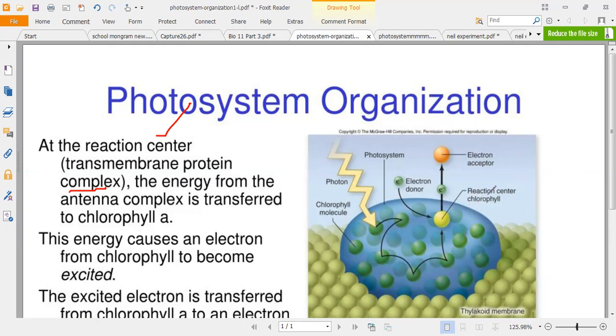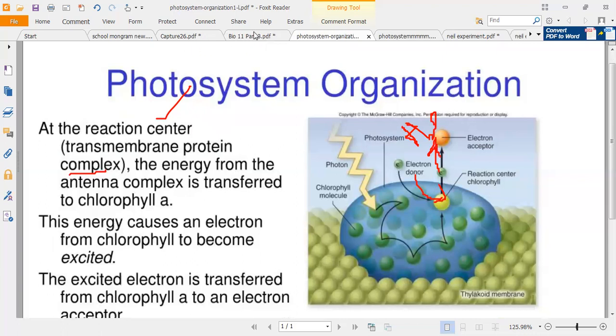Chlorophyll A here is a reaction center chlorophyll, and then an electron is passed on or jumps or leaves its place, and here the electron acceptor is residing, which accepts this electron. When the electron leaves, there is an empty place for an electron. That is filled with the help of this electron donor, which is given by the water molecule, which is split with the help of sunlight.